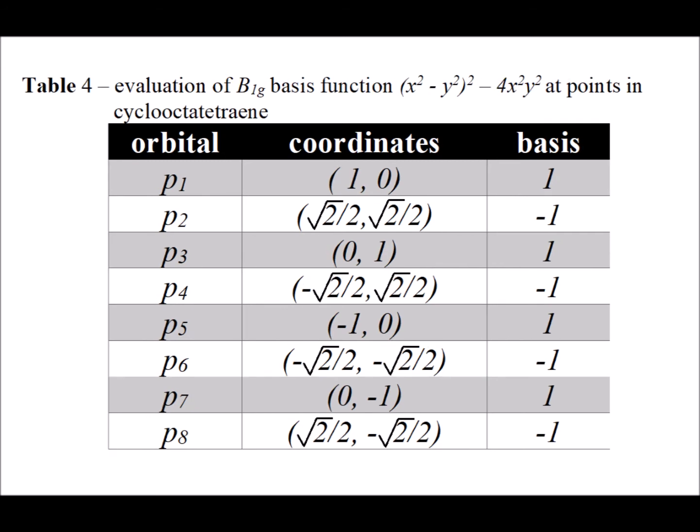Next, we evaluate the B1G basis function at the 8 symmetry equivalent points. Again, we see that, in fact, all of the points have a non-zero value. So long as even just one was non-zero, then we know that it would be included in the reducible permutation representation, delta 8.